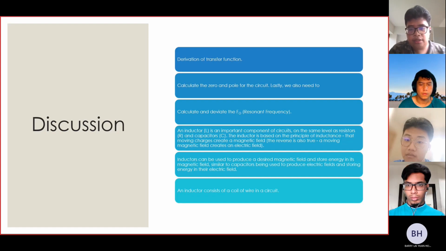Inductor L is an important component of a circuit, on the same level as resistors R and capacitor C. The inductor is based on the principle of inductors that moving charge creates a magnetic field. The reverse is also true: a moving magnetic field creates an electric field. An inductor can also be used to produce a desired magnetic field and store energy in the magnetic field, similar to a capacitor being used to produce an electric field and storing energy in the electric field. An inductor consists of a coil of wire in the circuit. The next slide is going to be presented by my partner.